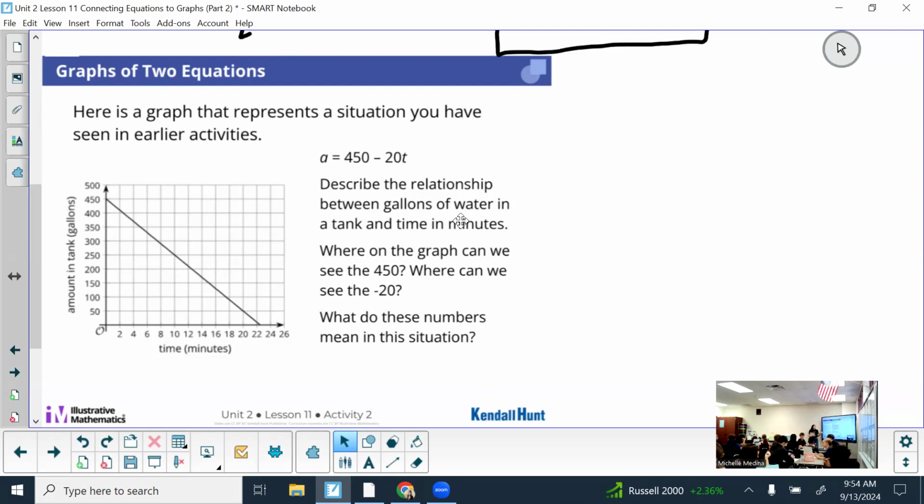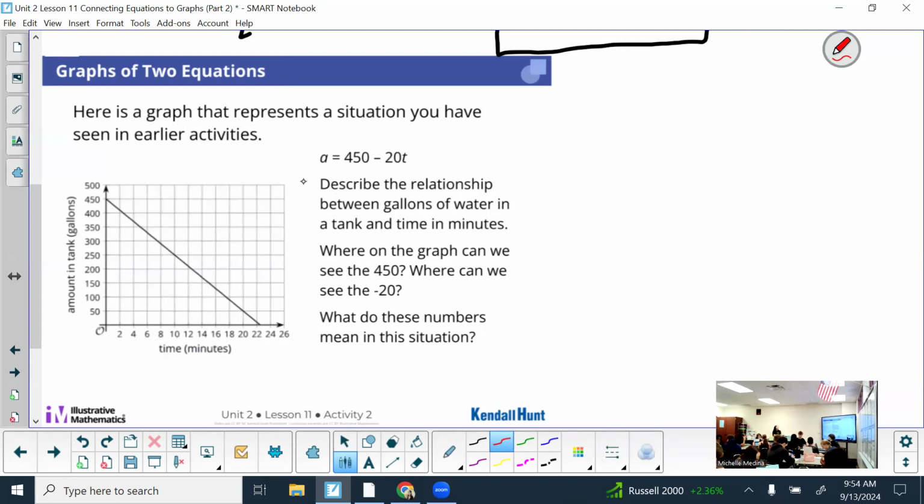And here's a graph that represents it. You need to describe the relationship between the gallons of water in a tank and the time in minutes. So just use your words. Look at the graph. Describe what's going on. Is it increasing, decreasing, staying the same, and what exactly is increasing, decreasing? You'll describe that on your paper.